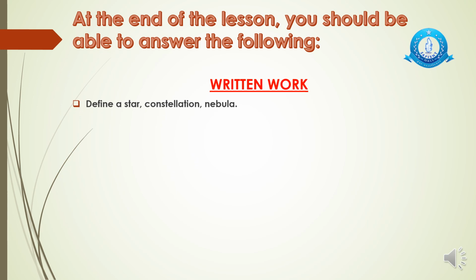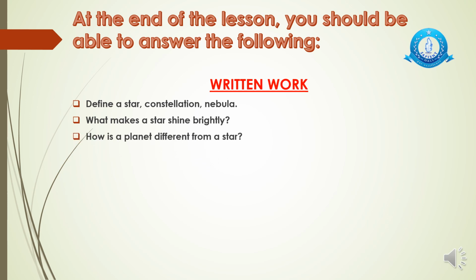Question number 1 is define a star, constellation and nebula. Please define them, write down the definitions. They are all in the presentation and you have marked them in your books as well. Your second question is what makes a star shine brightly? You have to think about the composition of nebula. What is there in the nebula that makes a star shine brightly when a star is born, right?